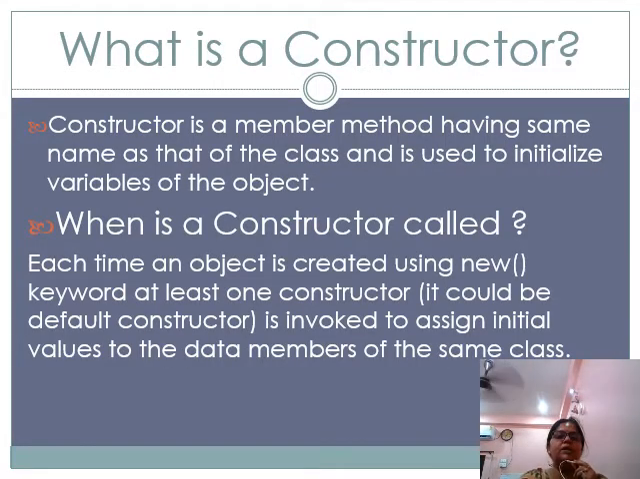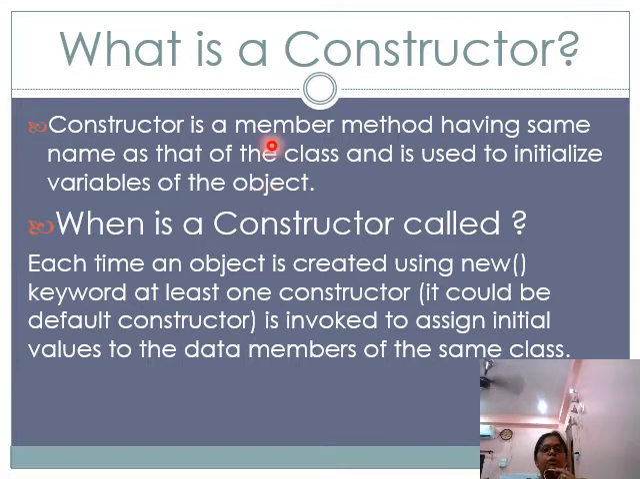Constructor. First we will learn what a constructor is. A constructor is a member method having the same name as the class name and is used to initialize variables of the object. Pay attention here. A constructor is just a member method which has its class name as its name. Suppose we have taken class ABC, then the constructor is also ABC. And a constructor is only to initialize your variables. It has only one job, initialization.